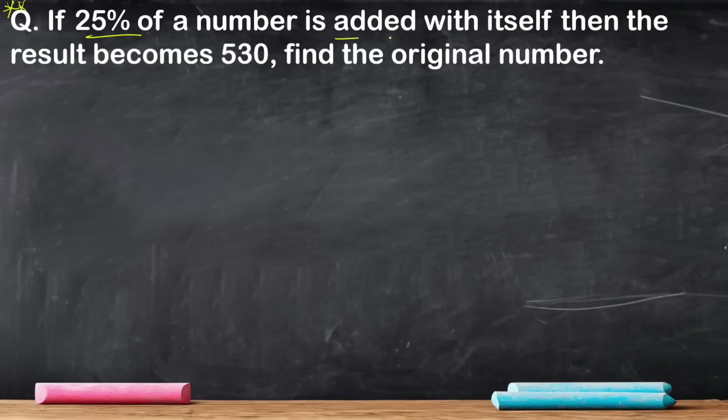25% of a number is added. Again, like I said, added, more, and increase. What you should do is convert the percentage value to a fraction, and then add the numerator to the denominator, so with itself, then the result becomes 530.